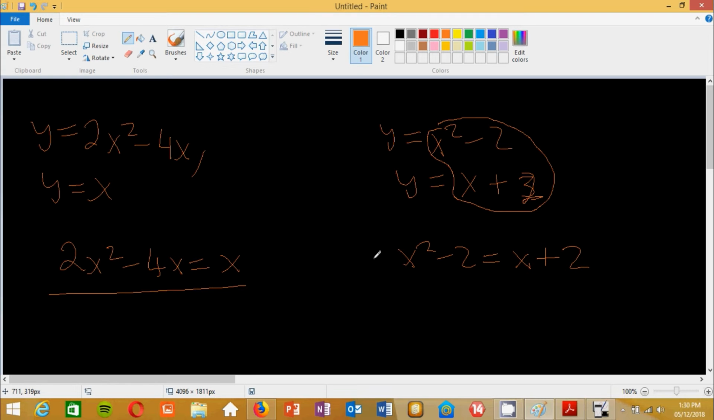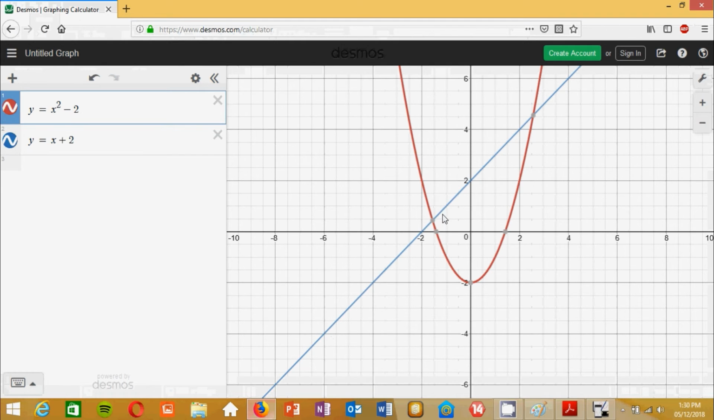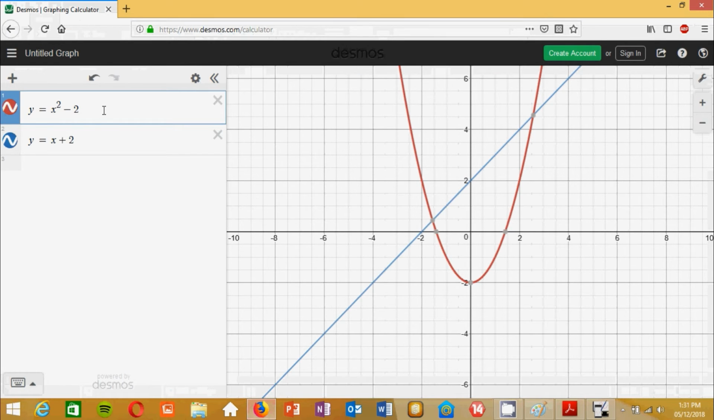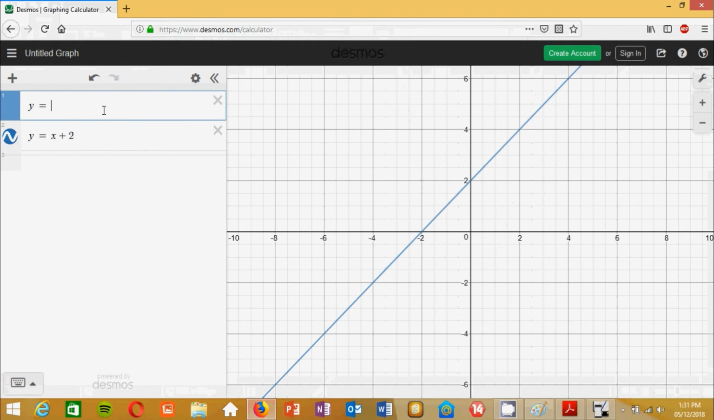And now we have an equation here, and the solution to this equation will give us these x coordinates here, the negative 1.562 and the 2.562. The solution to this equation would then give us the x coordinates to where they intersect.